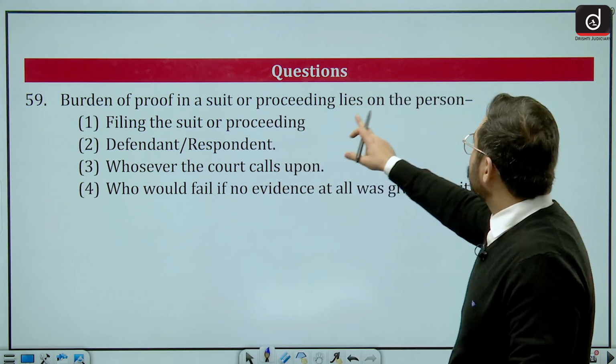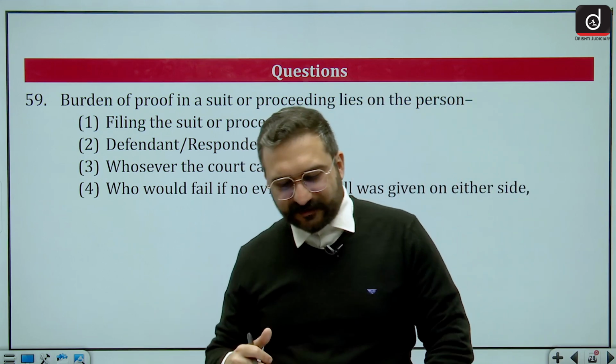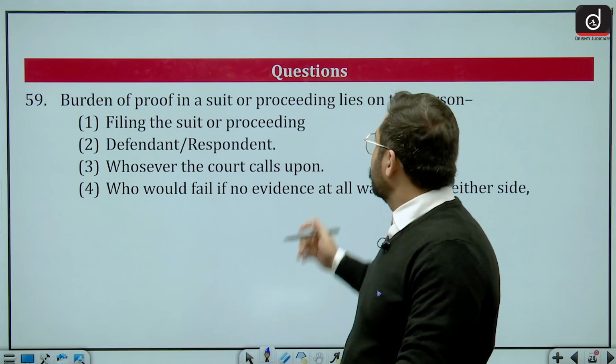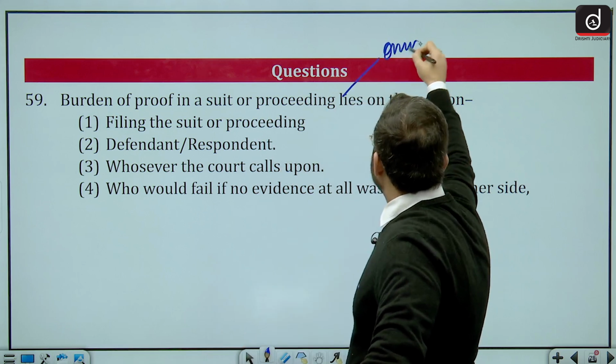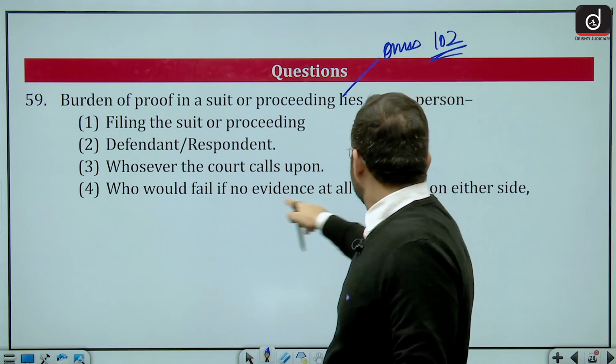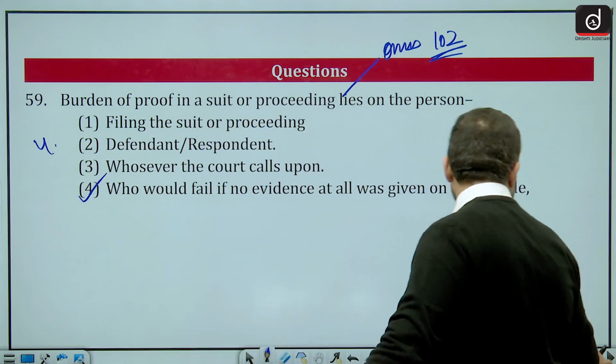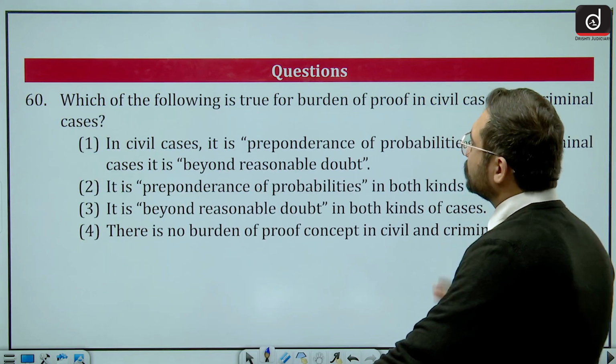Burden of proof in a suit or proceeding lies on that person who would fail if no evidence at all were given on either side. This is talking about onus. This statement is directly taken from section 102, and who would fail if no evidence at all is given on either side. 4 is your answer. Direct सवाल आ रहे हैं, इसमें कुछ तो देखना ही नहीं पड़ रहा.